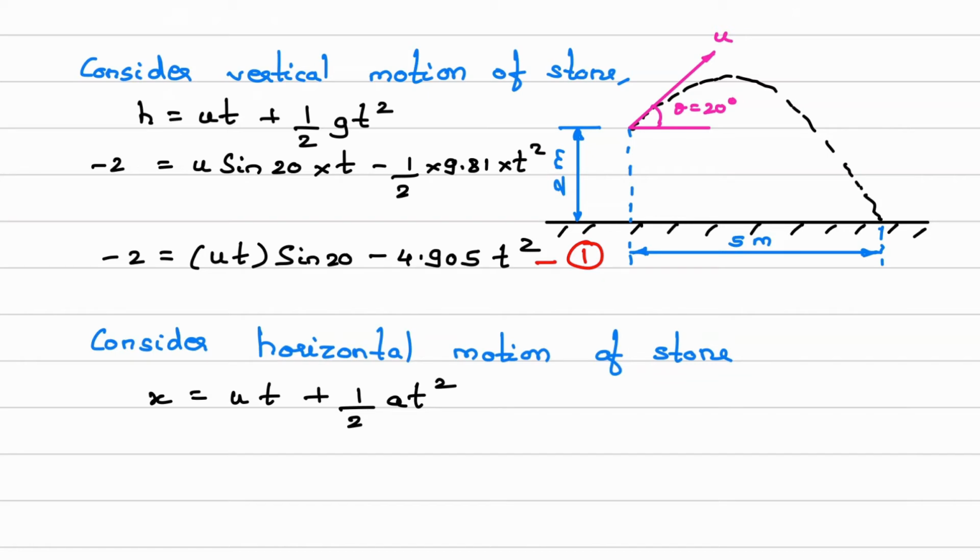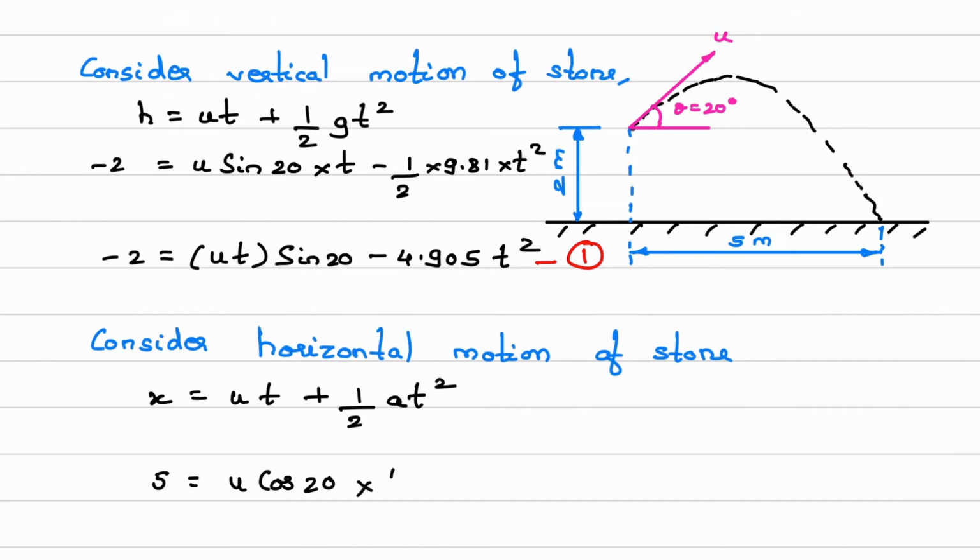Now what is the value of x? It is given in the question. This range is 5 meter. It is towards the right, so it will be positive. So plus 5 equal to, what is the x component of this u? It will be u cos 20.